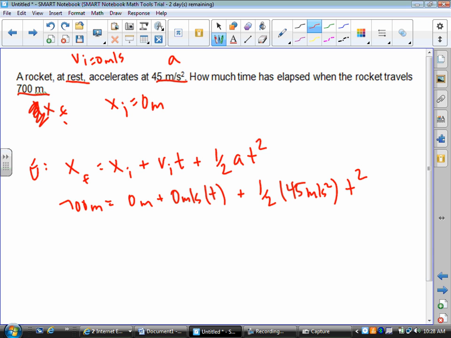Times t squared. Now, to simplify this, anything plus 0 is what? It's the same, not 0. It's the same thing, all right? And then anything times 0 is 0, so we don't have to worry about this either because these don't make any impact on it. So right here we have 1/2 45 t squared equals 700. That's much easier to do. 1/2 times 45 is 22.5, right?